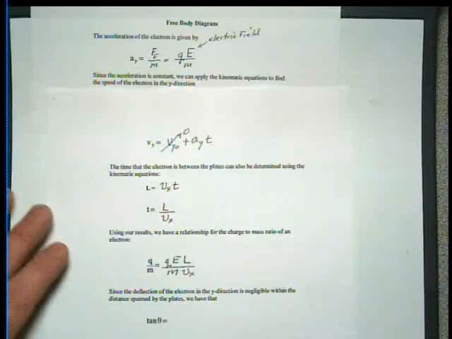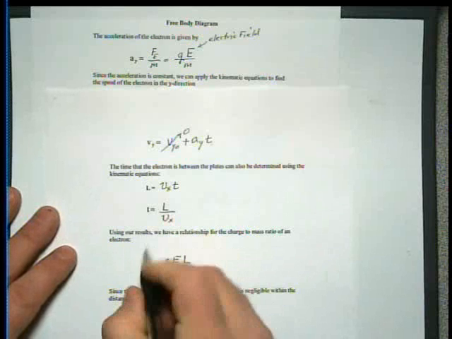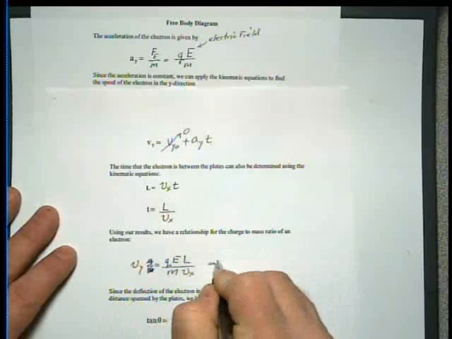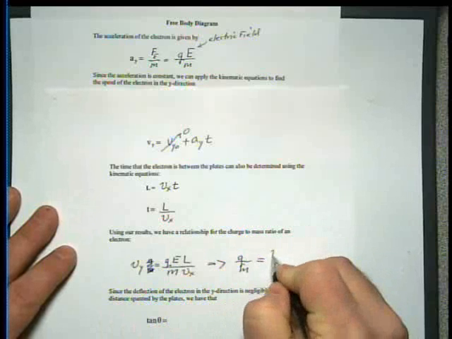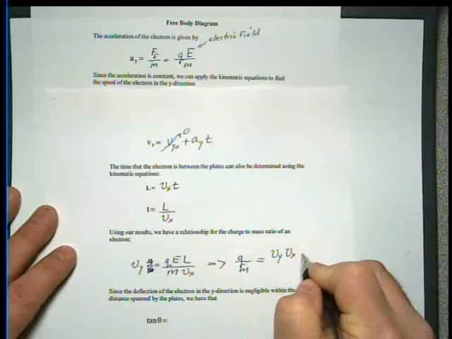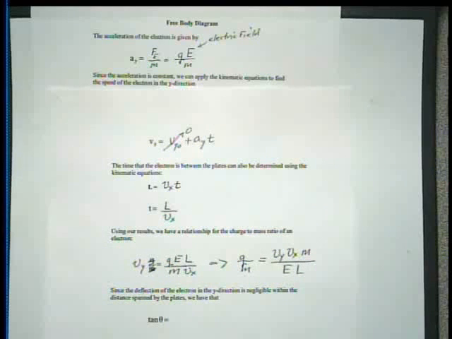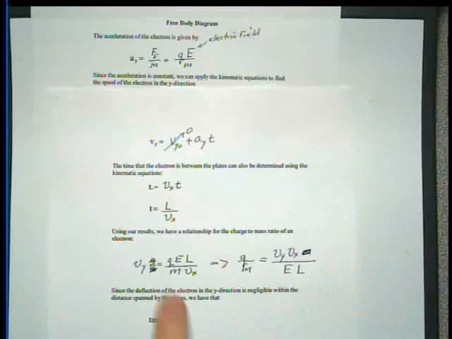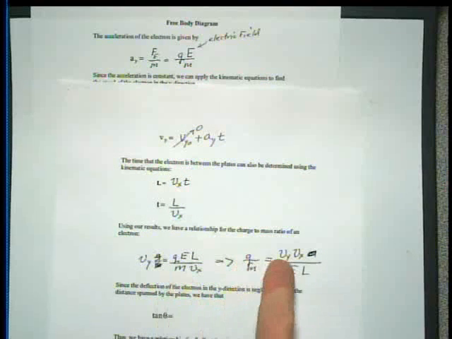Botched something up. Oh, I know what I did. Sorry about that. What I did wrong is that this is Vy, and now I need to finish it. Convert that. So I skipped a line. I find the Vy and then I rearrange it to Q over M. So Q over M is Vx, Vy, E over L.